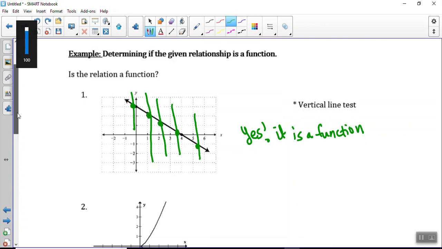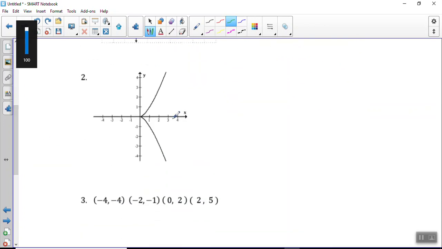Okay. The second example. If we do the vertical line test, I'm just going to draw some vertical lines. Already failed right here. It's hitting it at two different places. So this is no. It's not a function because it fails the vertical line test.